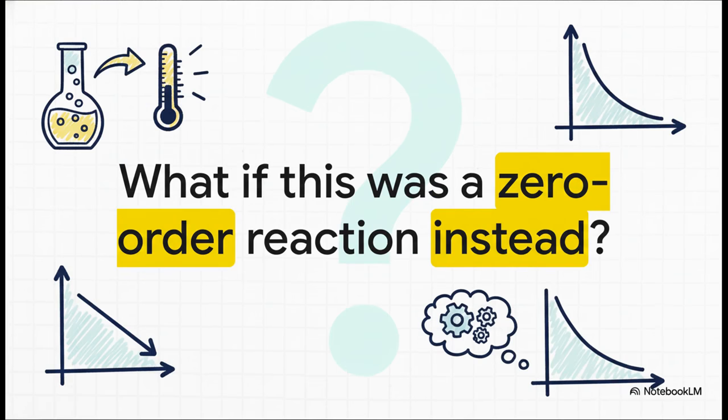And that pretty much wraps it up. We have cracked the code for a first-order reaction. But it does leave us with a little something to chew on. What if this wasn't a first-order reaction? What if the problem said it was a zero-order reaction, where the rate doesn't depend on concentration at all? How would that change things?